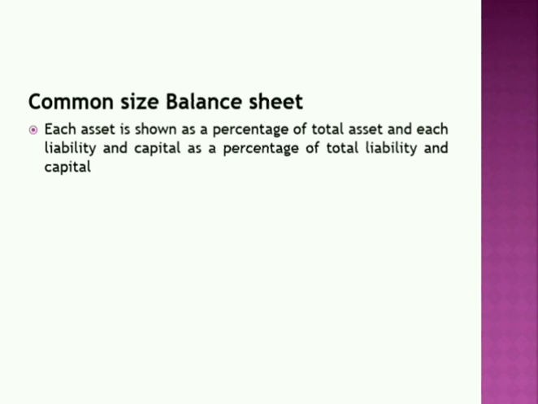In these common size statements, the first one is the common size balance sheet. It is a statement in which each asset is shown as a percentage of total assets, and each liability and capital as a percentage of total liabilities and capital. Thus, the balance sheet which is converted into percentage form is called a common size balance sheet. It is also known as a percentage balance sheet.